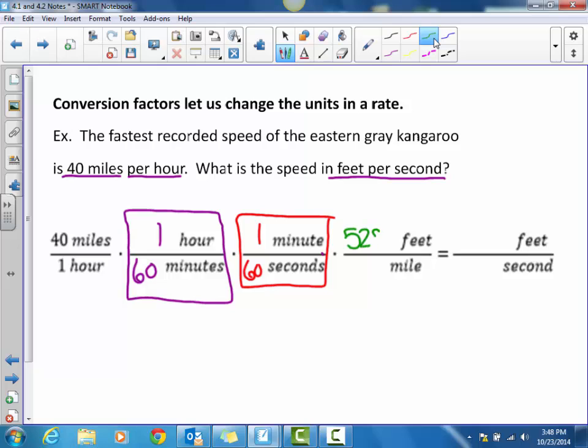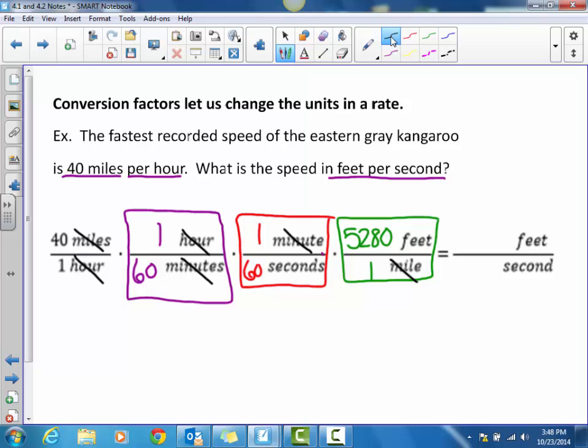And then feet per mile. 5,280 feet equal 1 mile. Last year I used to tell you guys all the time, 5 tomatoes, 5280, 5 tomatoes. Let's cross off the units that we're going to cancel out. I'm going to cancel out hours, minutes, and miles. And then I just multiply straight across.